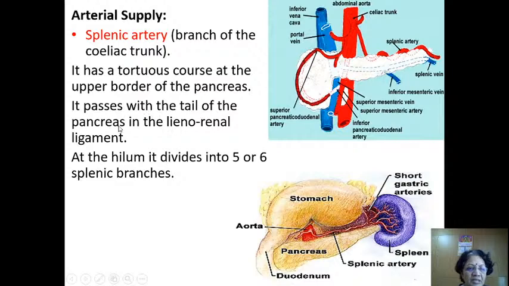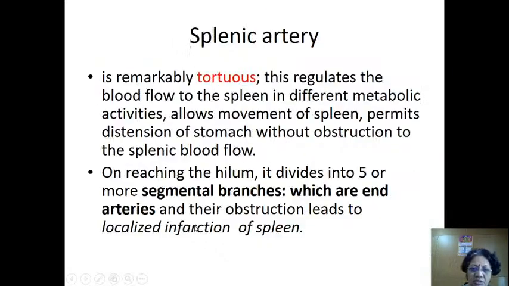It passes with the tail of the pancreas, and at the hilum it divides into 5 or 6 splenic branches. It is remarkably tortuous, which means it is not a short, straight artery going directly to the target organ. This is important because it regulates the blood flow to the spleen in different metabolic activities. It permits the movement of the spleen within the peritoneal cavity. It permits the distension of the stomach whenever it is full and empty. The stomach changes in dimensions every time we have a meal.